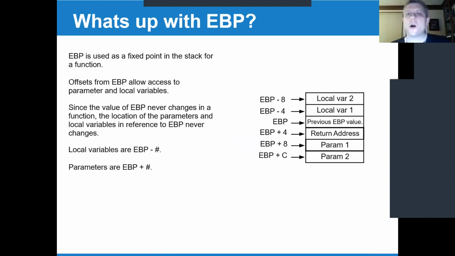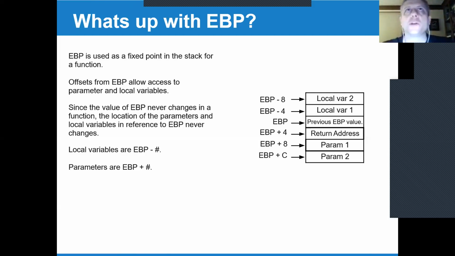Jumping back a little bit, we already talked about EBP. Just remember that EBP is this fixed point on the stack. And really the thing that you need to know about is anything subtracted from EBP is a local variable. Anything that's added to EBP, or EBP plus something, is going to be a parameter, except for EBP plus 4, which is the return address.